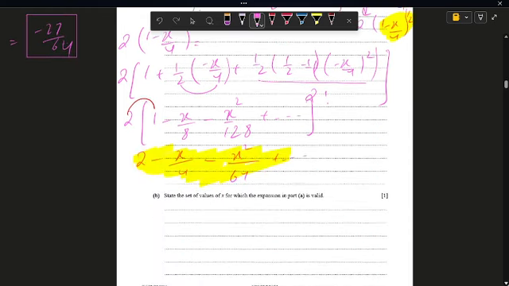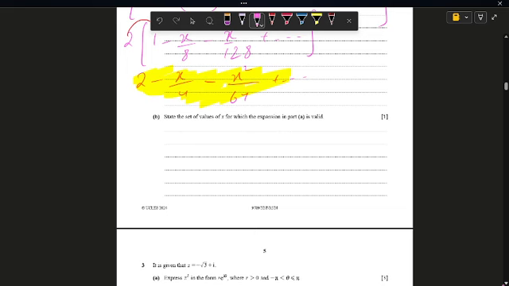I hope I made it clear. Next is the B part. State the set of values of x for which the expansion of the A part is valid. In the AS we were talking about the discriminant method, that was b square minus 4ac. If b square minus 4ac is less than or equal to 0, then our numbers seem to be complex ones.